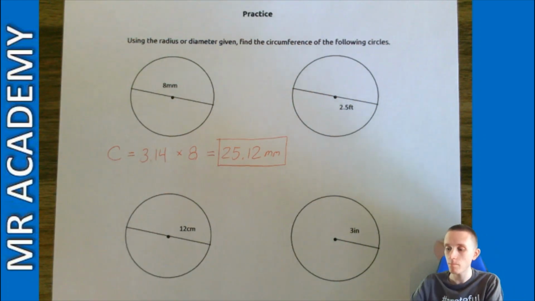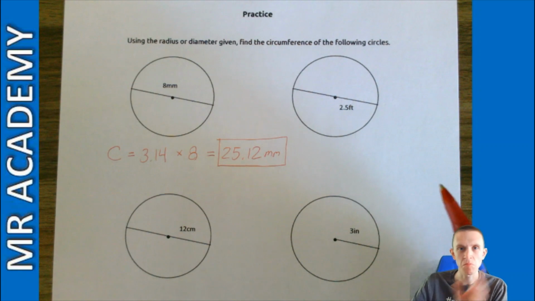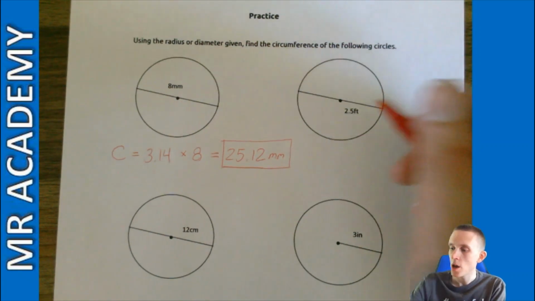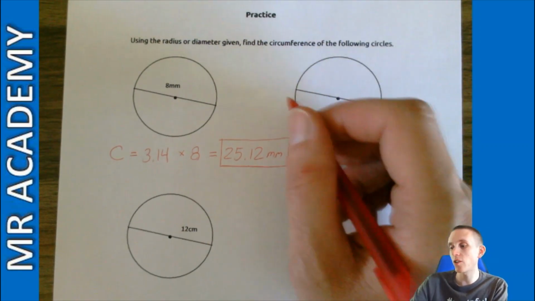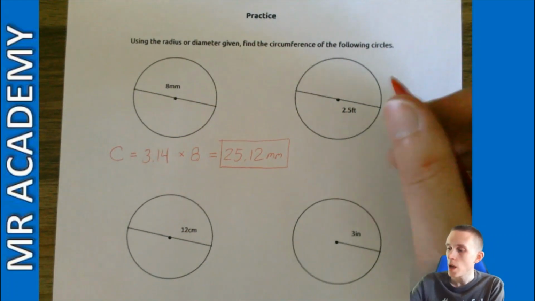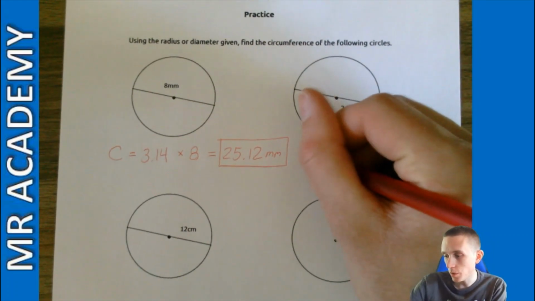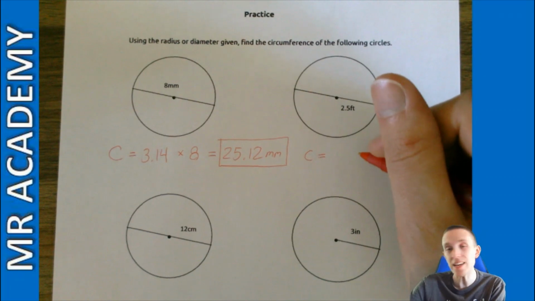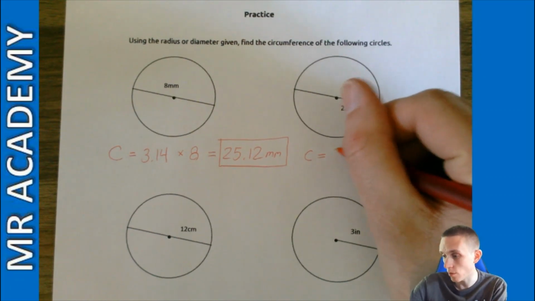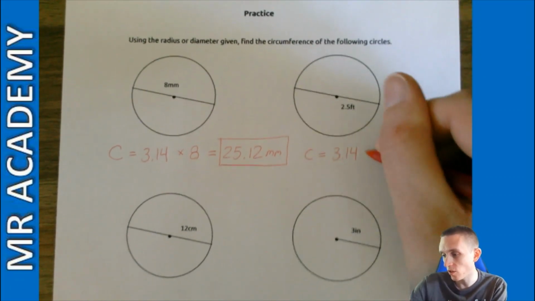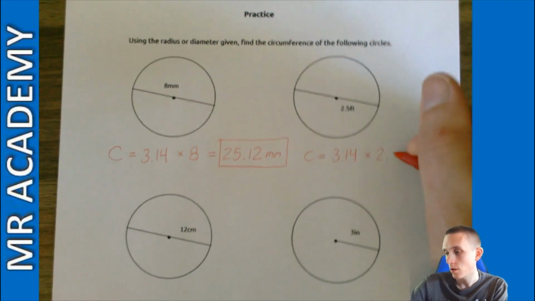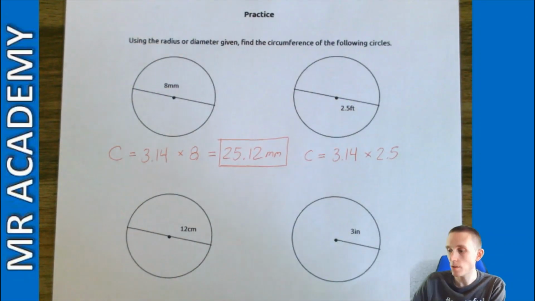All right. You know what? We've got time. Let's do all these. Yeah. This one, all the way across, we are given the diameter once again. 2.5 feet. So let's plug in what we know and what we don't know. C, we do not know yet. That's what we're solving for. 3.14 is pi. Our diameter is 2.5 feet.